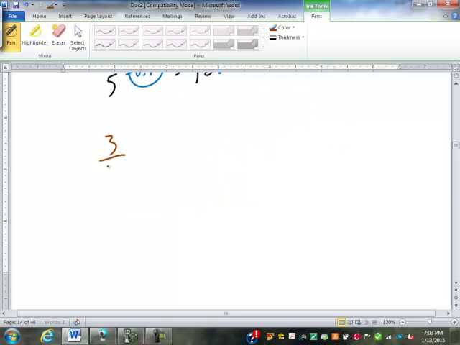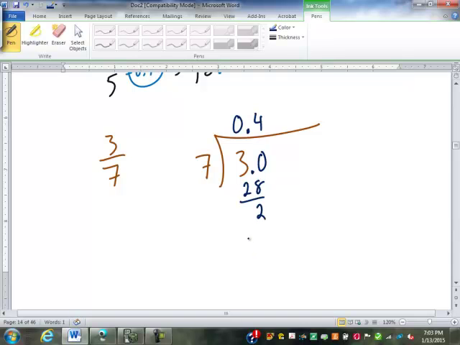Let's do 3/7. So we're going to do 3 divided by 7. Does 7 go into 3? No. We're going to add the decimal point and then add a 0. Does 7 go into 30? Sure, 4 times. That's 28. 2. We can keep adding zeros. We add another 0 and bring it down. 7 into 20. Twice. That's 14 with 6 left over. We can add another 0. 7 into 60. 8 times. That's 56. Well, this is going to go for a while.